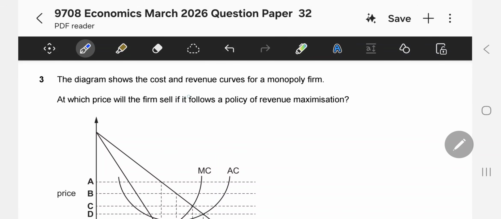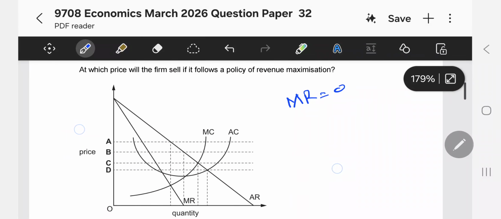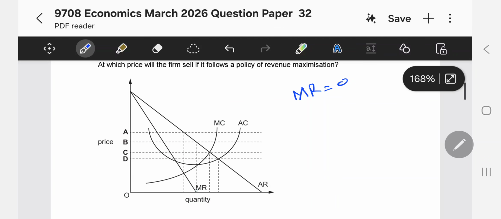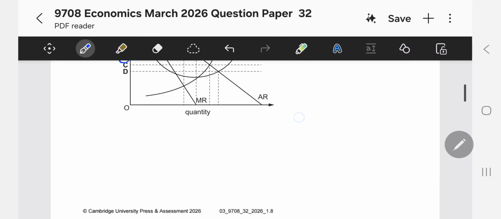The diagram shows cost and revenue curves for a monopoly firm. At what price will the firm sell if it follows a policy of revenue maximization? So for revenue maximization, MR equals 0. So let's go to the diagram. I'm going to make it a bit smaller. So it has to be somewhere there. So the price will be here at B. Okay, let's go to question 4.